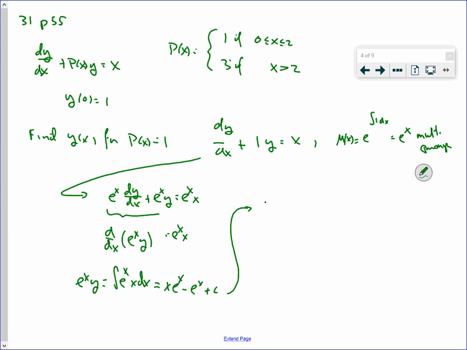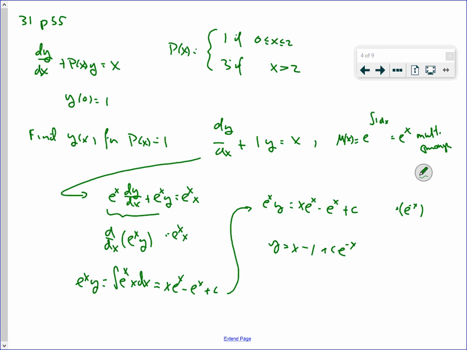Let me write that down. e to the x y equals x e to the x minus e to the x plus a constant. Multiply through by e to the minus x so that I get y explicitly. Okay, so the y is by itself. I'm going to take e to the minus x times the first term. e to the x and e to the minus x cancel. e to the minus x times the second term, well, e to the x and e to the minus x cancel, leaving negative 1. And I have c e to the minus x. This is the general solution of this DE when the coefficient function is 1.